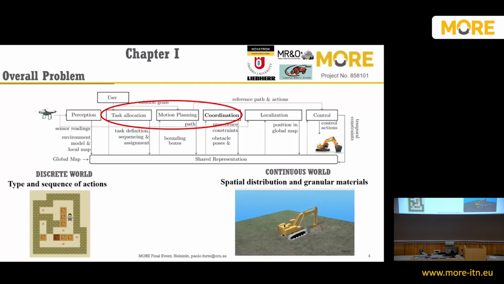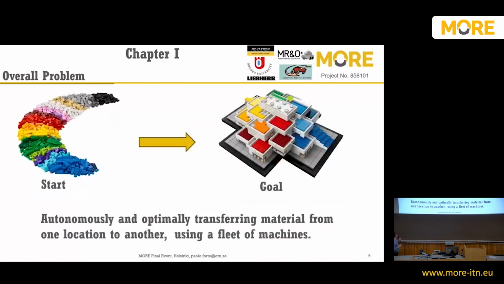And so, first of all, what we need to do is solve this problem. Why? Because we need to arrive at some goal configuration. So we start from different material placed somehow, the different material that needs to be placed with a certain criteria, and we want to reach this goal configuration.